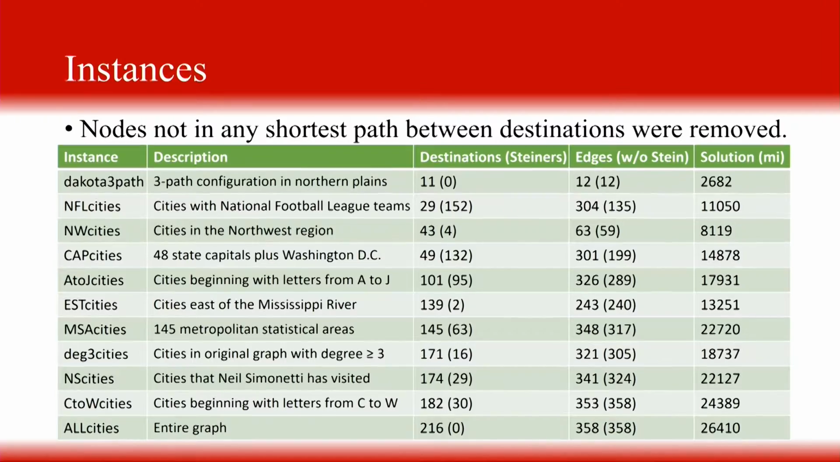In some cases, I chose very clustered nodes with almost no Steiner nodes. In other cases, I chose a very spread out set of nodes with lots of Steiner nodes to get a good variety. I do have the entire graph on here, and this is the integer solution for the TSP on that case. So let's look at some of these results here.